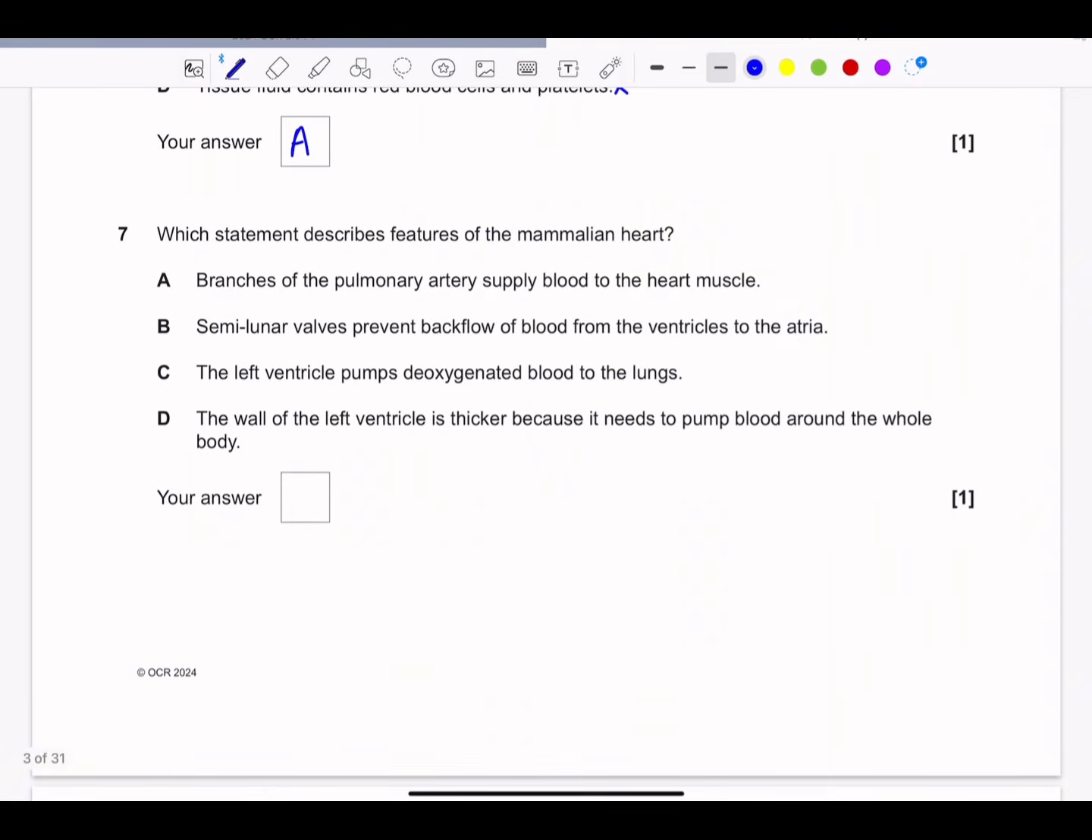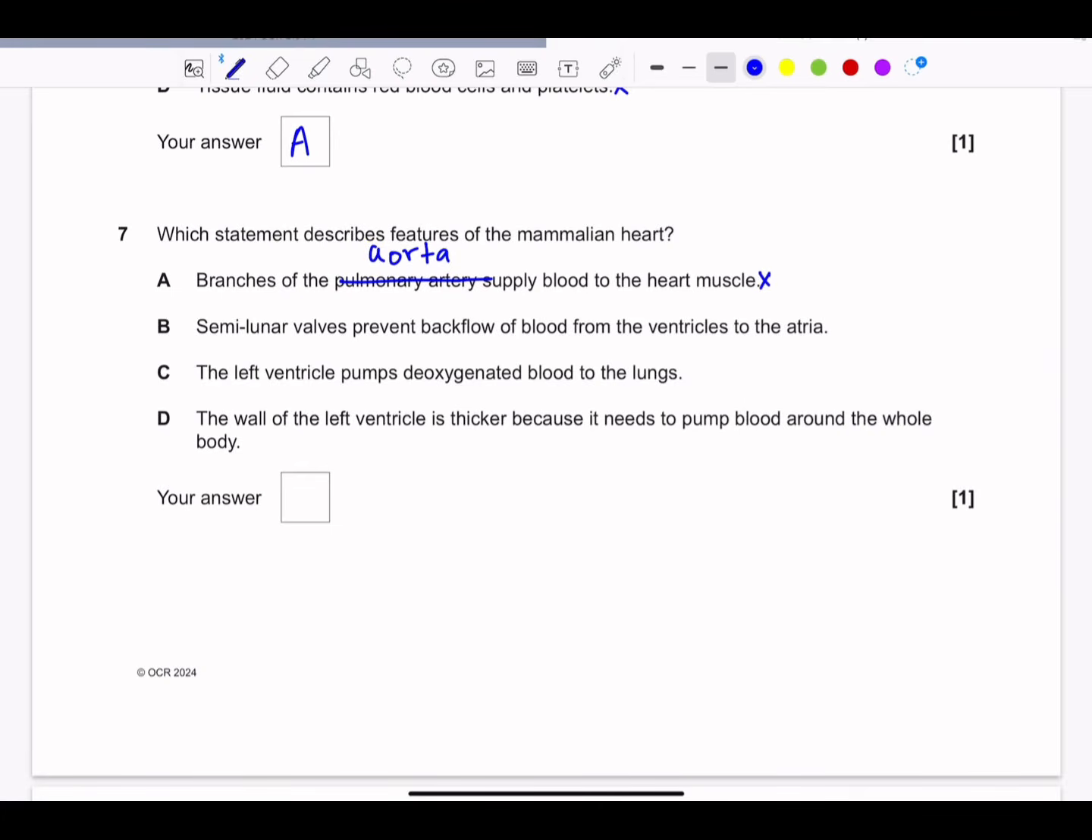Question 7 is which statement describes features of the mammalian heart? Branches of the pulmonary artery supply blood to the heart muscle. Not true, it is branches of the aorta that do this. And also, the pulmonary artery contains deoxygenated blood, so that would not be good to supply the heart muscle. The heart would die otherwise.